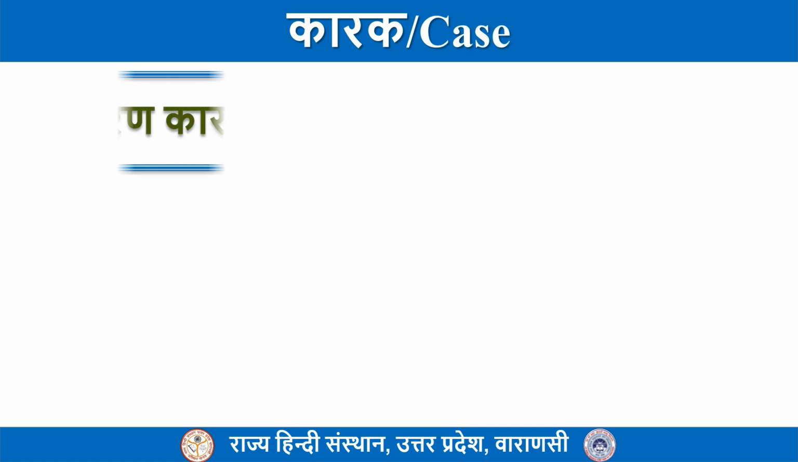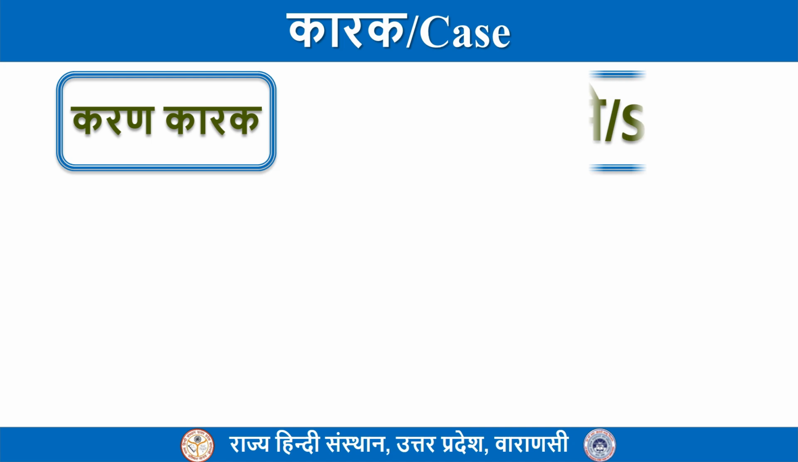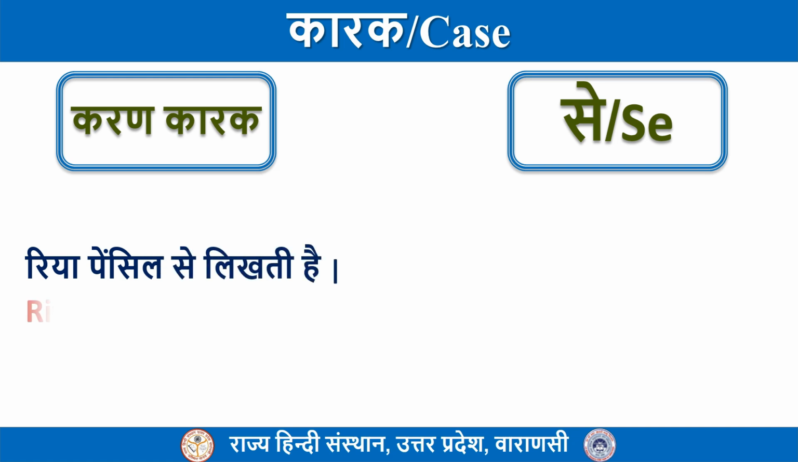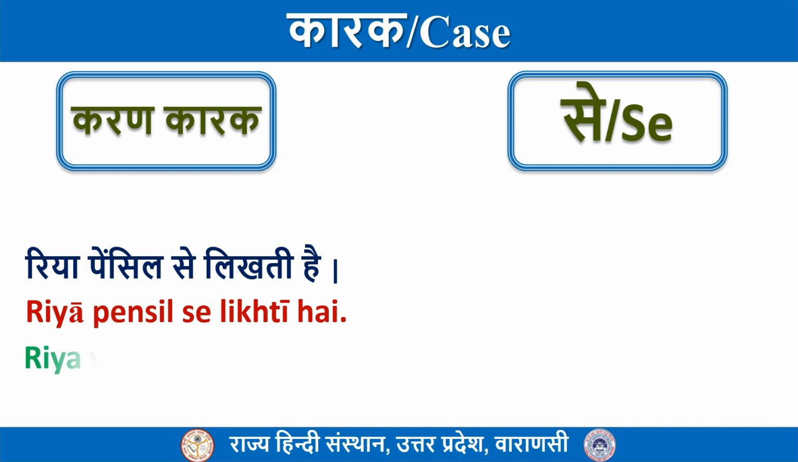The third karak is se, which we call as karan karak. Let's see this in an example. रिया पेंसिल से लिखती है. Riya writes with a pencil. In English, we write with a pencil. In place of with, in Hindi, we use the karan karak se.